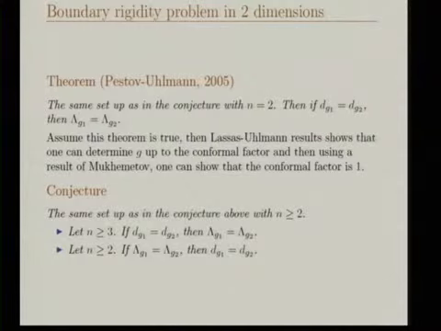Let's consider n greater than or equal to 2 dimensions and higher. If lambda g1 is equal to lambda g2, does it imply that dg1 is equal to dg2? I believe this is a simpler problem. This is a simpler problem corresponding to the first case, because there's a lot more information there. And there is actually one more reason, which is in the next slide. So, this is again an open problem.